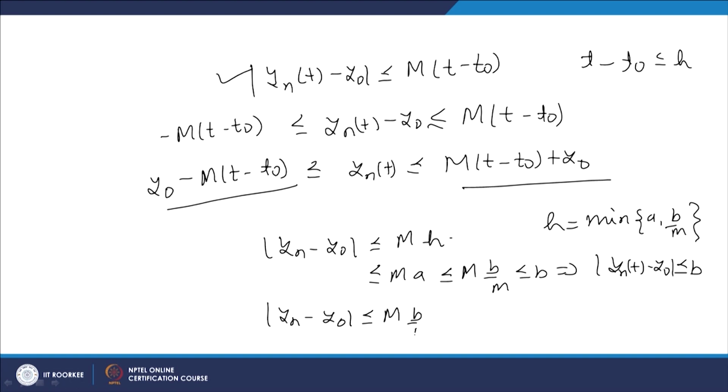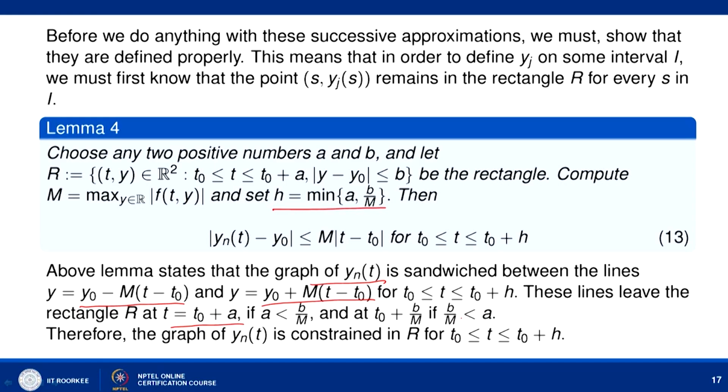You can say that h is b by m. So, it is less than or equal to b. So, it means that for this h, your y n will always remain in the rectangle R, that is what we wanted to show here. Therefore, the graph of y n t is constrained in R for t between t naught to t naught plus h. Here h is the minimum of a and b by m.